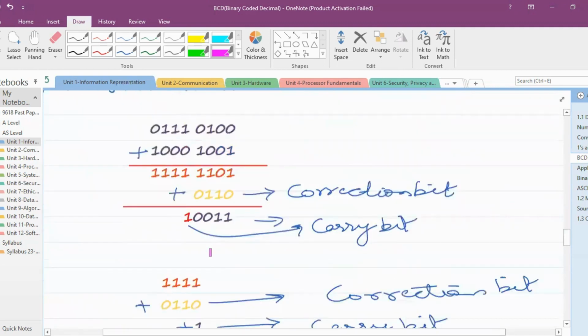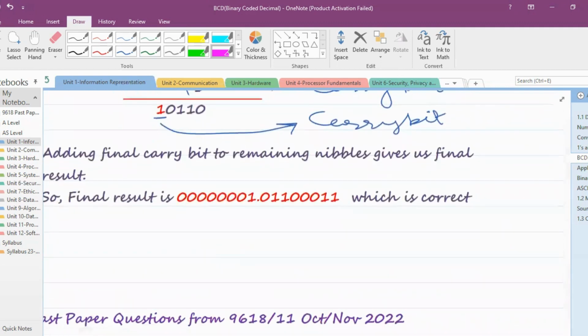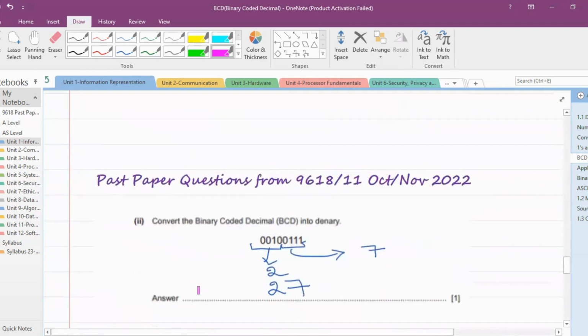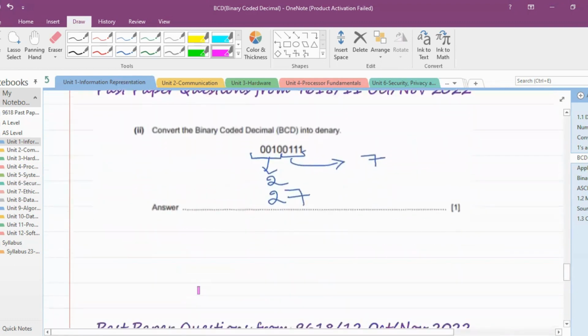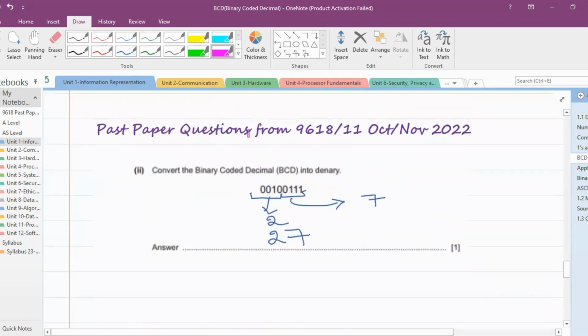Right? So that is how we do BCD addition. Now there are a few past paper questions. Let's have a look. The first question is from October-November 2022, 961811 paper component. The question is, convert the BCD into denary. So this number is given, and we have to convert it into denary.